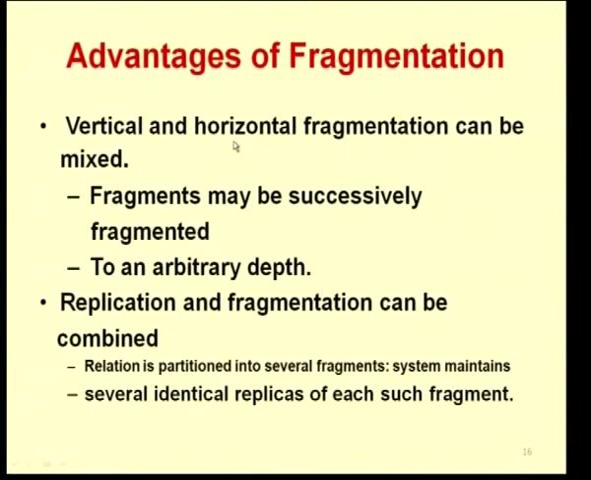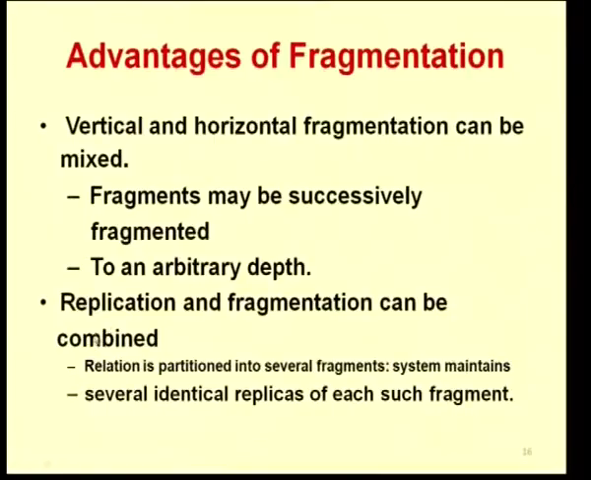Vertical and horizontal, you can mix the two also. Fragments may be successively fragmented to an arbitrary depth. Replication and fragmentation can be combined also. The relation is partitioned into several fragments, and the system maintains several distinct replicas of each fragment. That is also possible. For example, 1000 again, I split it into 250, 250, 250, 250 and I can maintain 2 copies of each 250 on another side. So, all this is possible. We have looked at what is replication, we have looked at what is fragmentation. There are two types of fragmentation, horizontal fragmentation and vertical fragmentation.